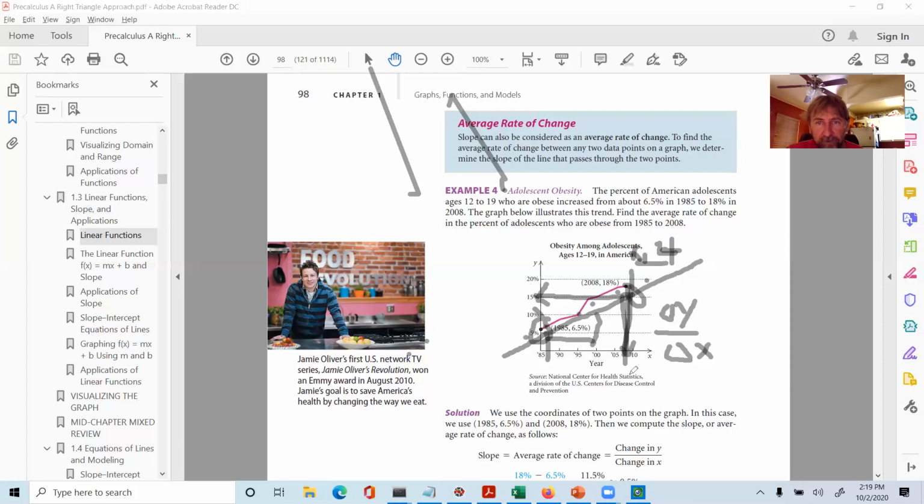X2, sorry, that's X2, Y2. I'm trying to hurry because it's already after 2.